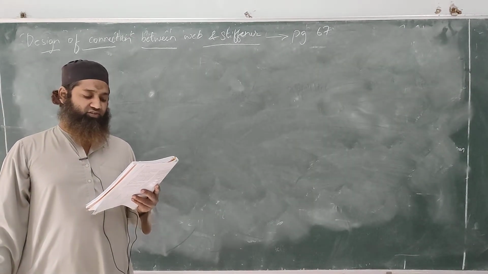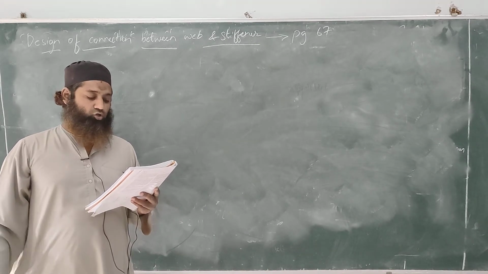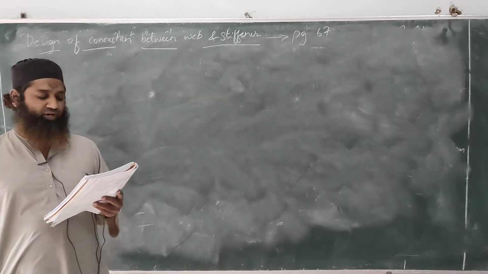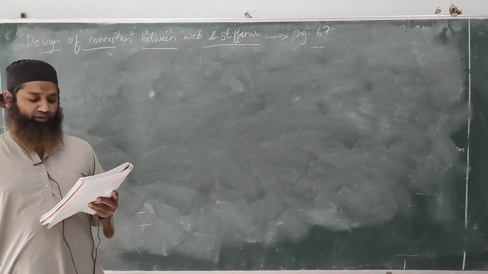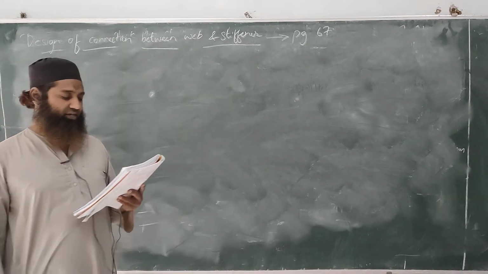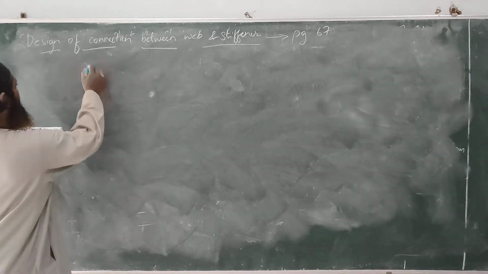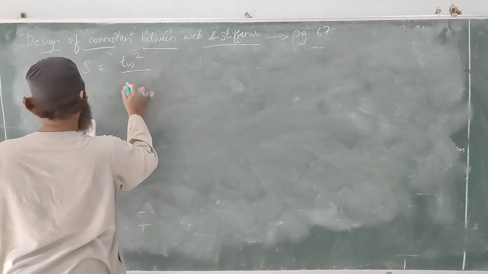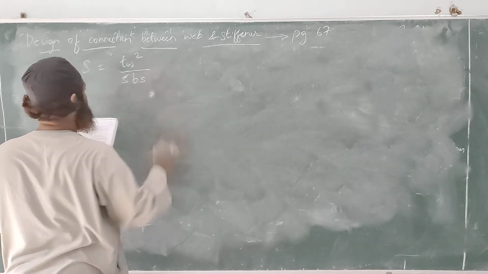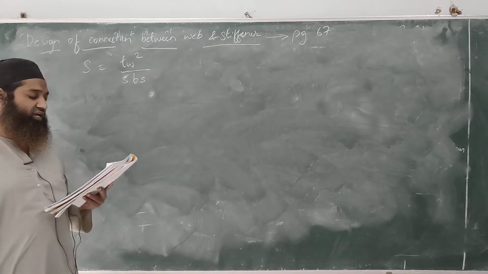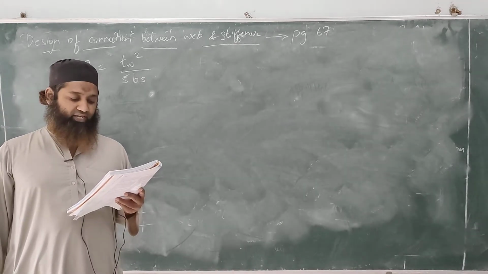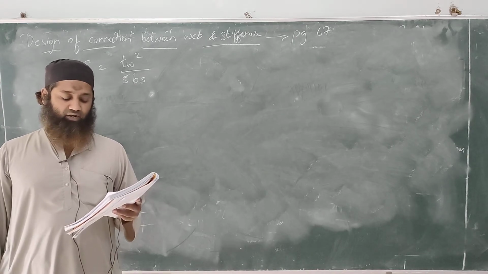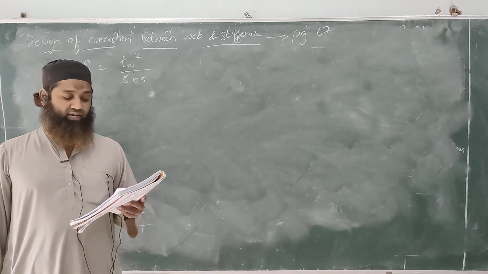Intermediate transverse stiffeners not subjected to external loading should be connected to the web so as to withstand a shear between each component of the stiffener and the web, in kilonewton per mm, of not less than tw square by 5 bs, so s is equal to tw square by 5 bs. This is what the code says. tw is the web thickness and bs is the outstand width of the stiffener.